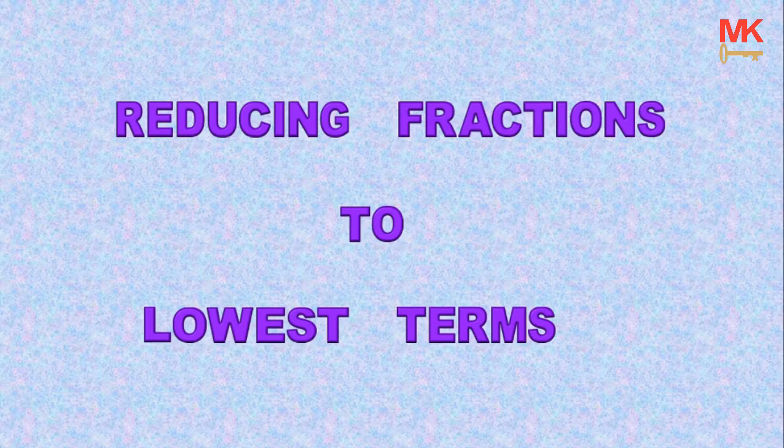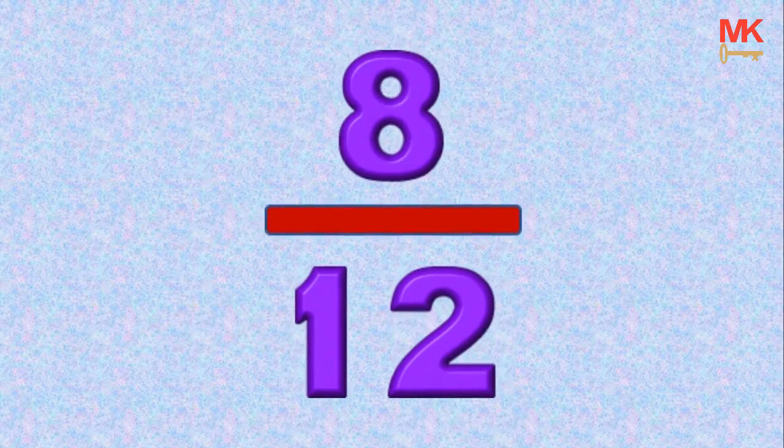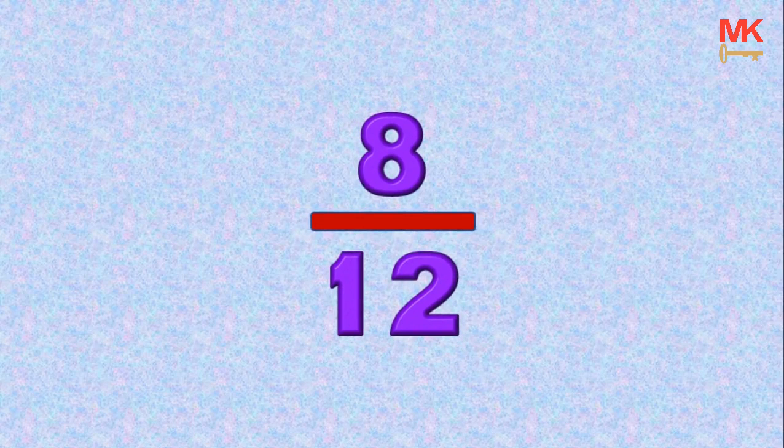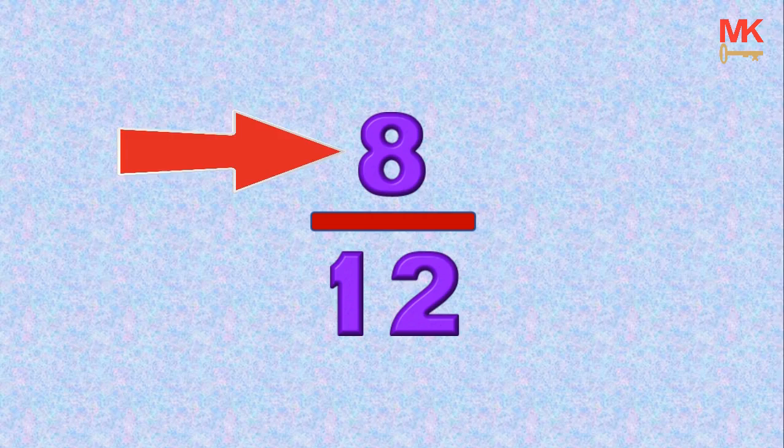Welcome to Math Key. Today we will be looking at the topic reducing fractions to lowest terms. So what does it mean to reduce a given fraction to its lowest term? Does it mean reducing the size of the fraction until it is no longer reducible? Certainly not. To reduce any given fraction to its lowest term, it means just using the highest common factor of the numerator and the denominator to divide the numerator and the denominator of that particular fraction.